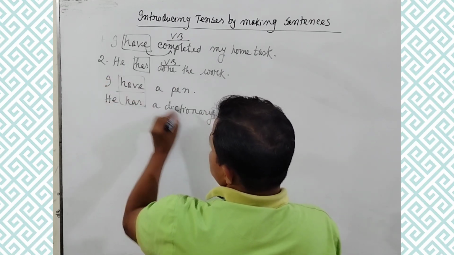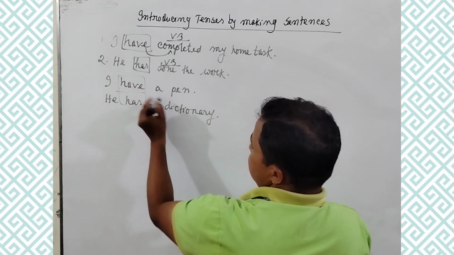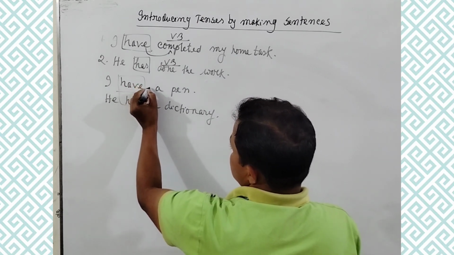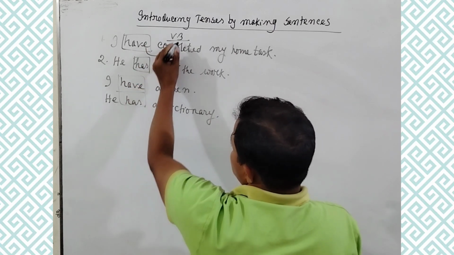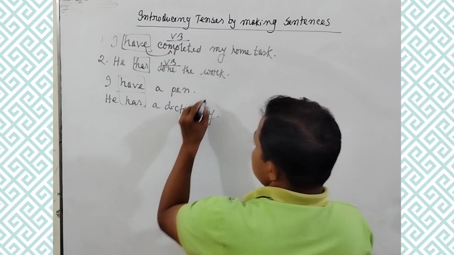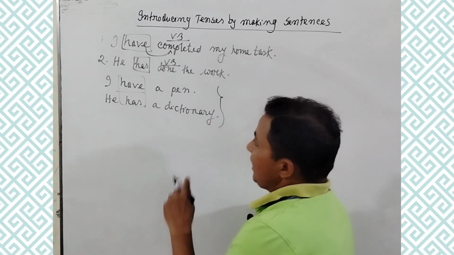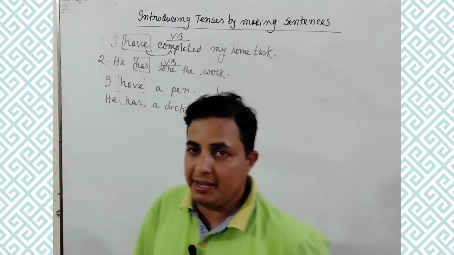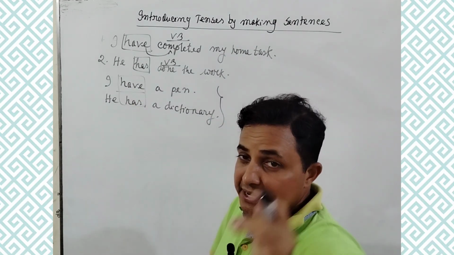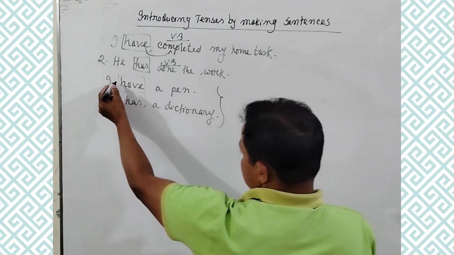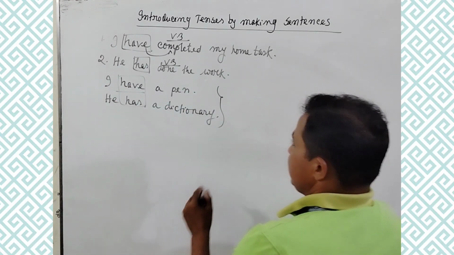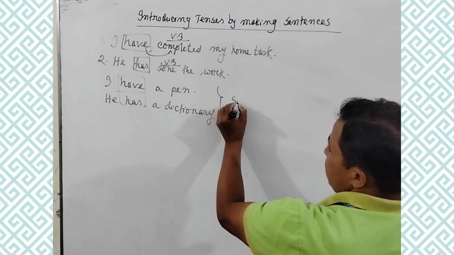After have or has, you don't find any verb of B3. That means in this form. And if you don't find it, how will you identify what kind of sentence it is? Mind it, if you find this form of sentence, it's called simple present.